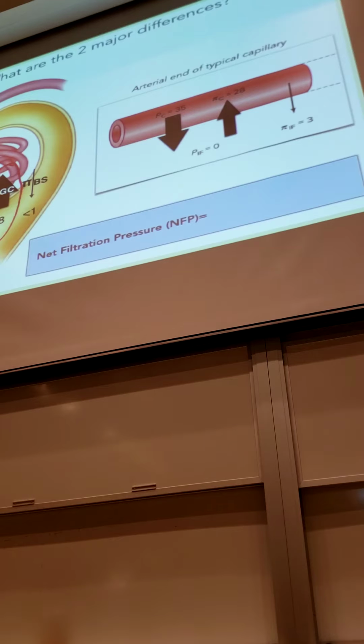This is the biggest variable holding us back from filtration. It's 28, and if we run the numbers, we get something like 17, right? If that 28 gets smaller, because we have less protein in the blood, that will mean that our net filtration pressure will be bigger because we're subtracting this number.